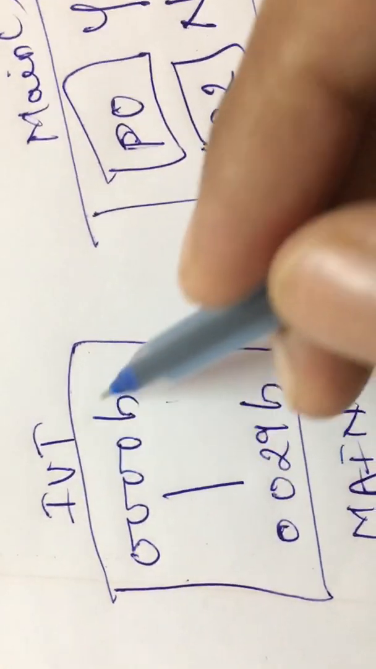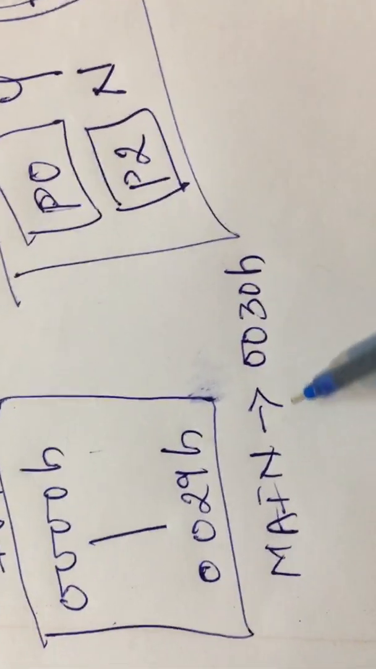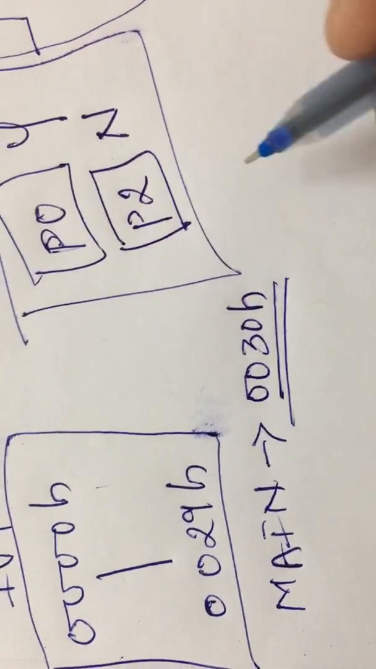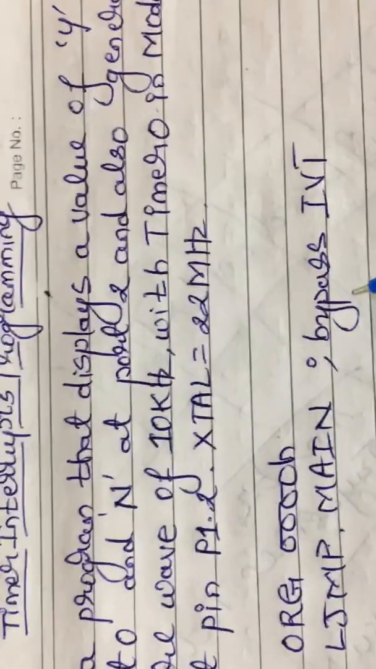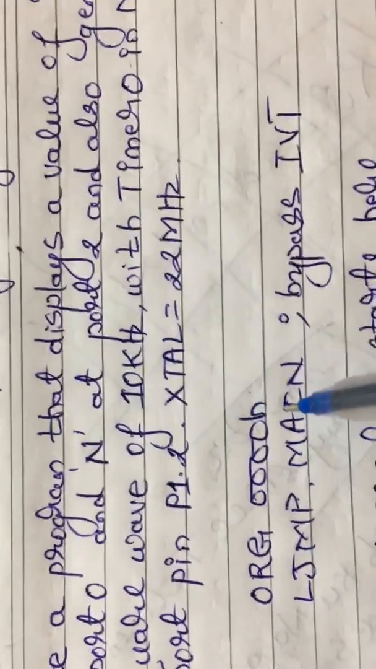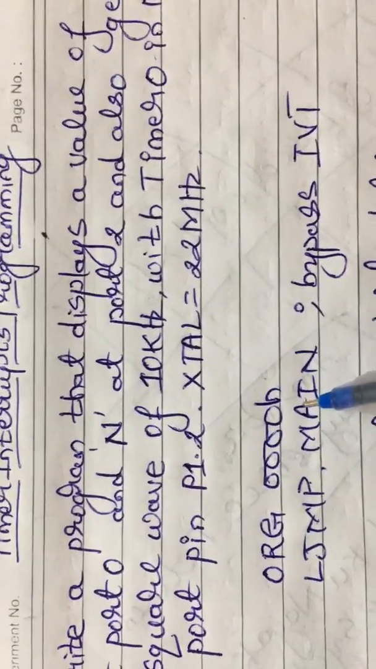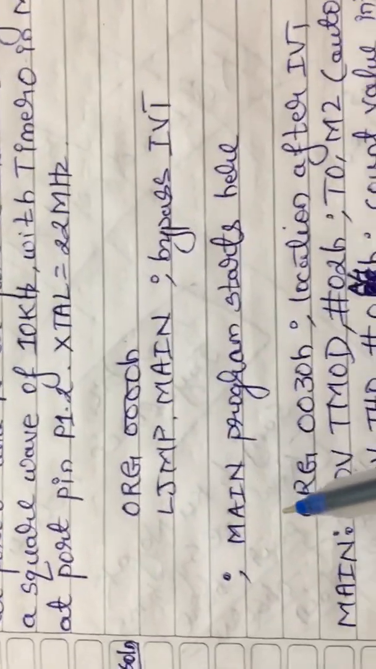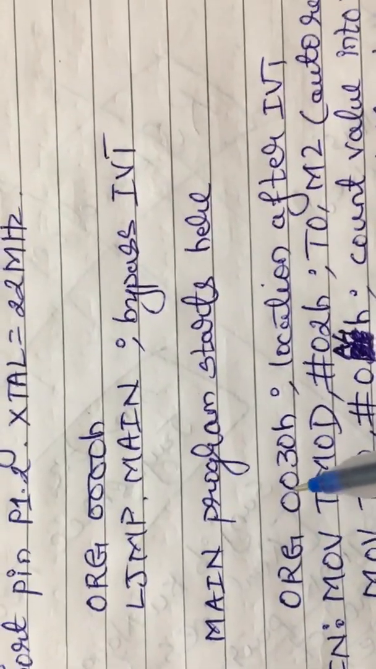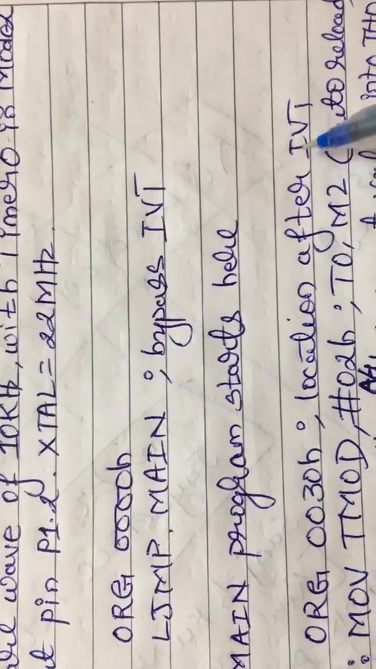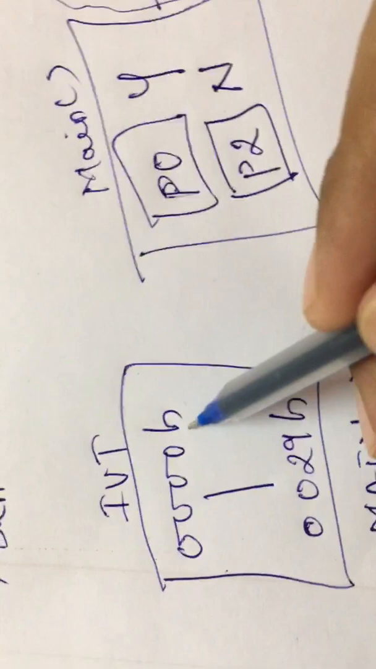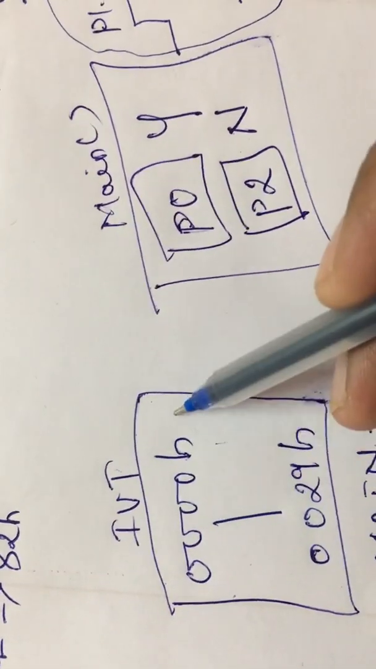So in order to bypass this IVT, the main program has to be started at 0030H. In order to do so, we need to write ljmp main. After writing this statement, the comment that I have written is bypass IVT. So where does the main program start now? The main program will start from org 0030H. What I have written in the comment is location after IVT, because as I said, the location for IVT starts at 0000H.